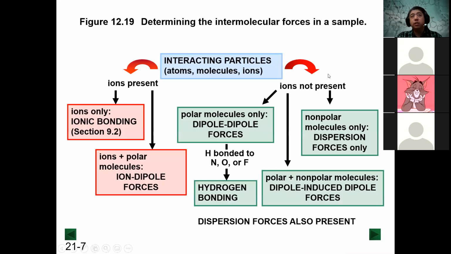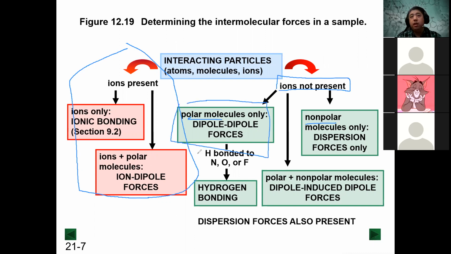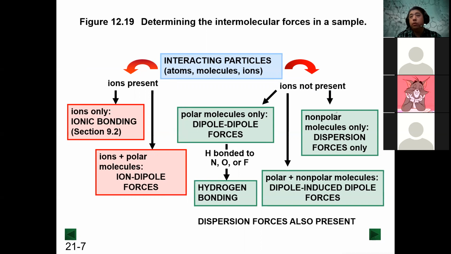Once again, the best way of breaking this up: are there ions present? If there are, then we're looking at ionic bonding or ion dipole forces. So that's kind of like this branch here. We break that off, move it to the side. If there are no ions present, then we separate into polar versus non-polar. If it is polar, it is dipole-dipole. And then we have to look if there is hydrogen covalently bonded to nitrogen, oxygen, or fluorine. If it is, then we have a stronger form of dipole-dipole, which is known as hydrogen bond. If it's non-polar, we look at dispersion forces only.